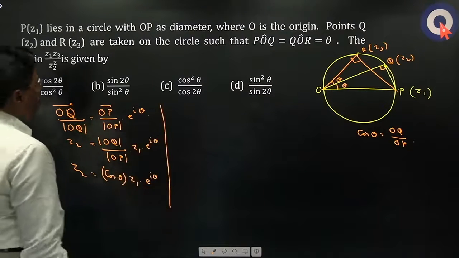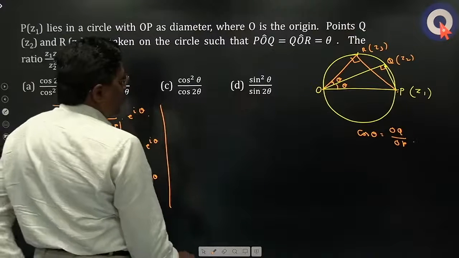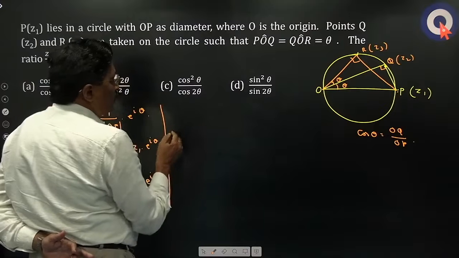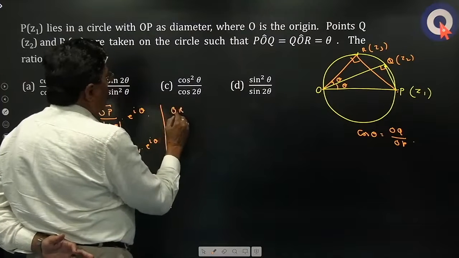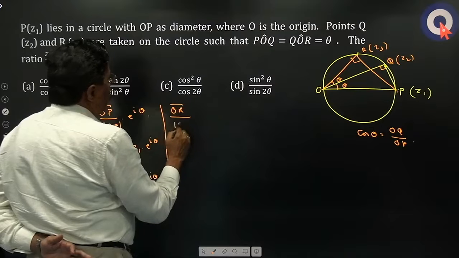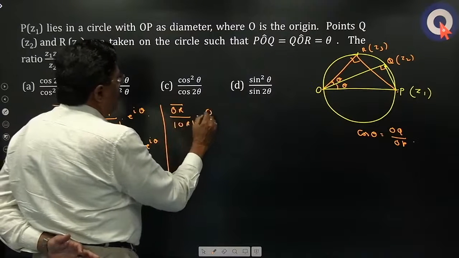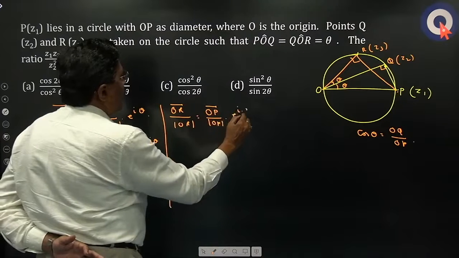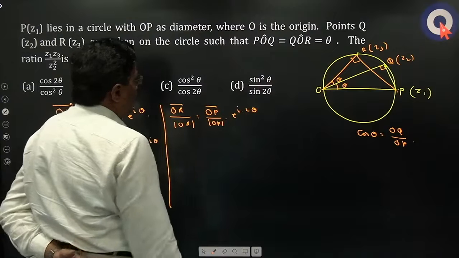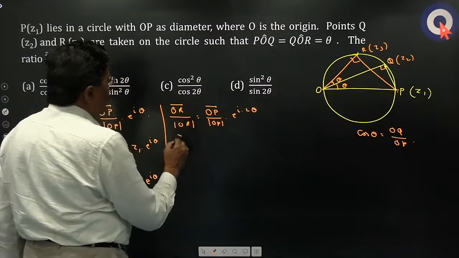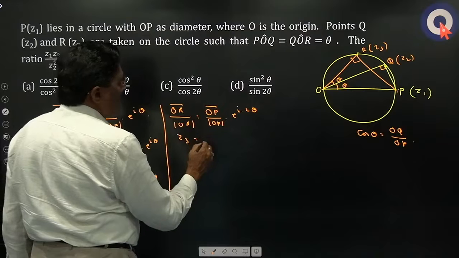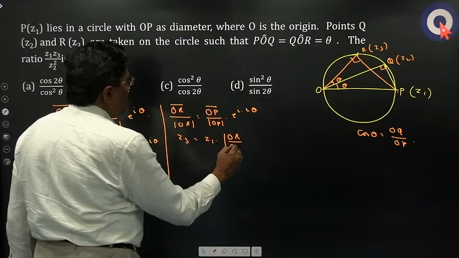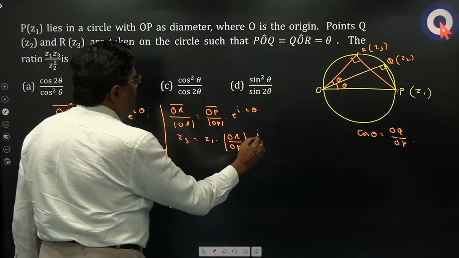And we can also consider, we will rotate OP to make it coincide with OR. So the final position is OR. The final vector in the unimodular form is equal to the initial vector in the unimodular form into e power i 2 theta, because now it is theta plus theta, 2 theta. All right. So OR is Z3, which is equal to OP, that is Z1, into OR by OP into e power i 2 theta.